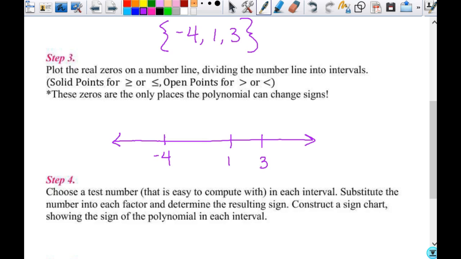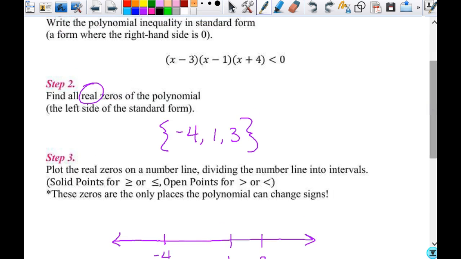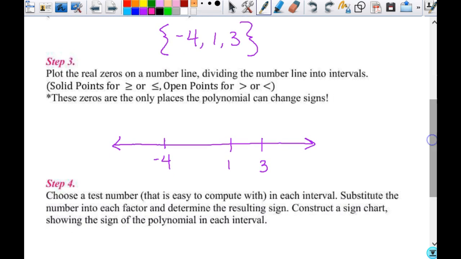Then it says, when we plot the points on the number line, we've got to have either solid points or open points. So since this doesn't have the equal to, my 3 zeros here are all open circles. And those zeros are the only places that the polynomial can change signs. So we're trying to figure out where this graph is positive or negative without actually looking at the graph or having to graph it. Okay?